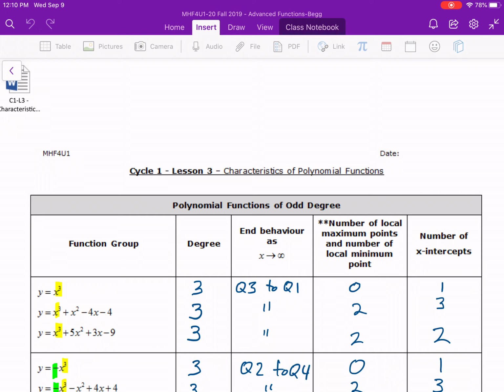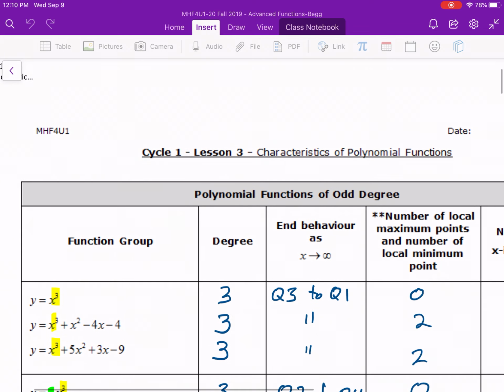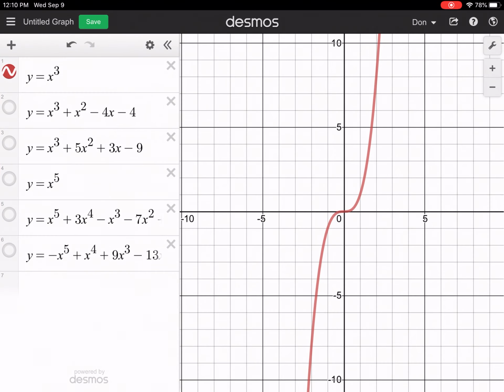So the first thing, we're going to look at groups of polynomial functions so that we can see what patterns are going on with them. The first group we're going to look at is this group of 3 on the left side of our screen: y equals x cubed, y equals x cubed plus x squared minus 4x minus 4, and so on, those 3 there. What we want to do is see what those graphs look like. I've got them typed into Desmos already to save a little time.